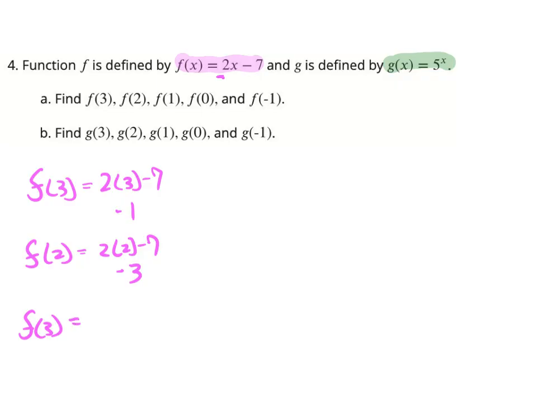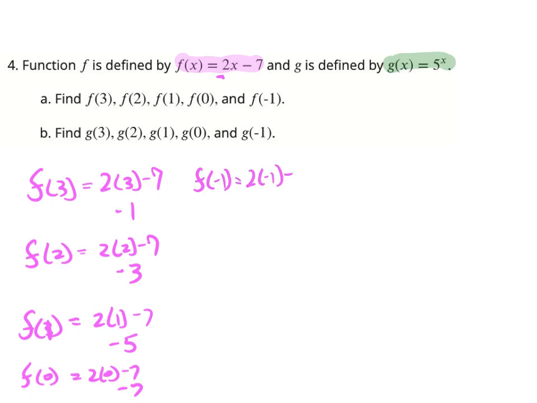Let's just put it in. f of 1. I'm sorry, I'm going backwards. 2 times 1 minus 7. 2 minus 7 is -5. And then f of 0 is 2 times 0 minus 7, which is -7. And then f of -1, 2 times -1 minus 7 is -9. Whenever you substitute, use parentheses to keep your sign straight.